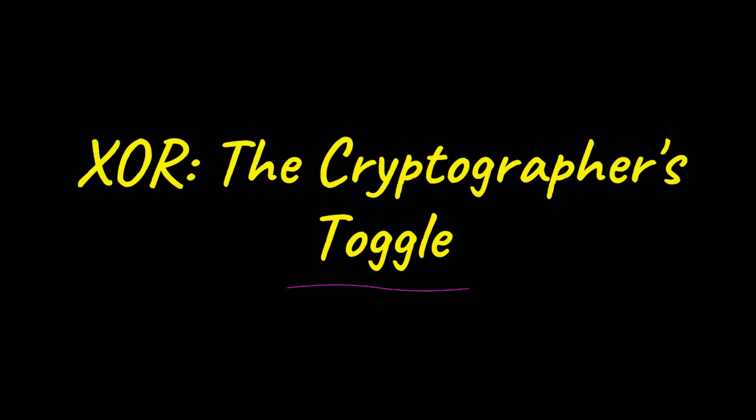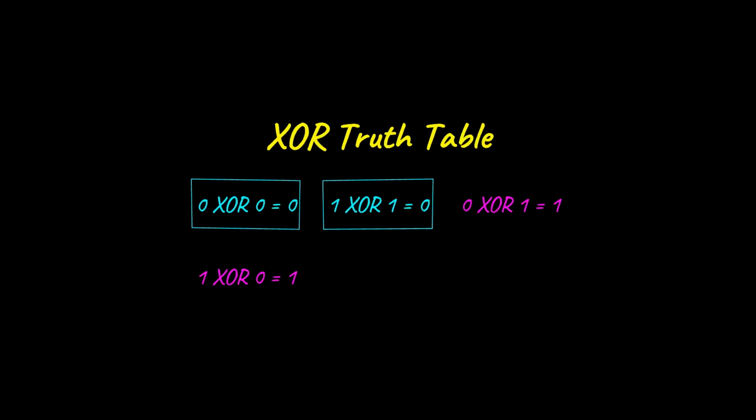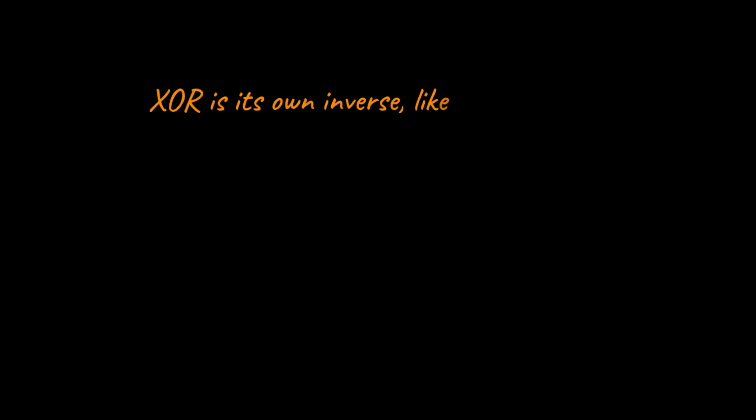The exclusive OR operation, XOR, is the simplest and most important building block in cryptography. It compares two bits. If they're the same, the result is 0. If they differ, the result is 1. Sameness produces 0 and difference produces 1. That's the entire rule behind every use of XOR in cryptography.